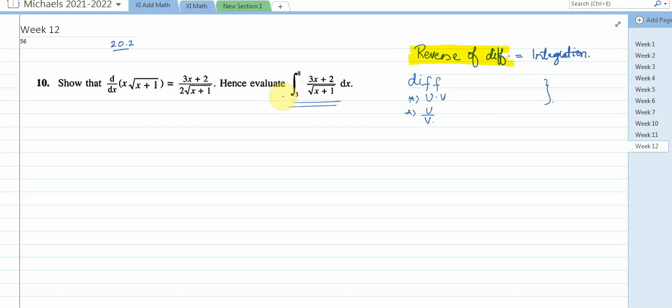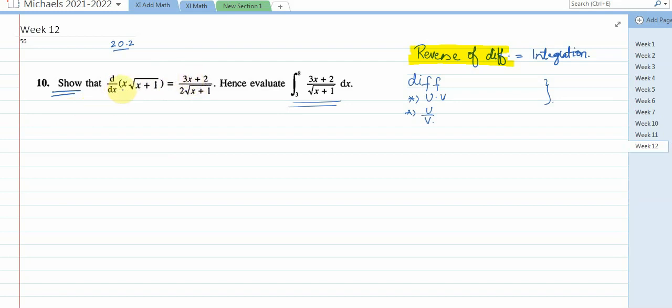Now the question says: show that dy dx of x times root x plus 1 is equal to 3x plus 2 divided by 2 root x plus 1, and then it says hence evaluate. It means that we are going to use the answer of this part to solve the next part. It says show that, which means we need to prove that when we differentiate this expression, it is equal to this one.